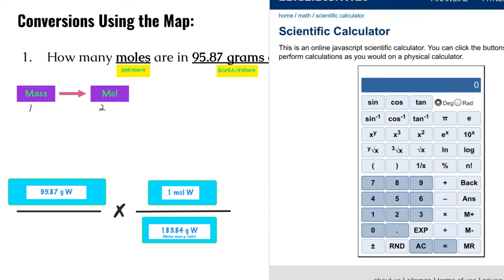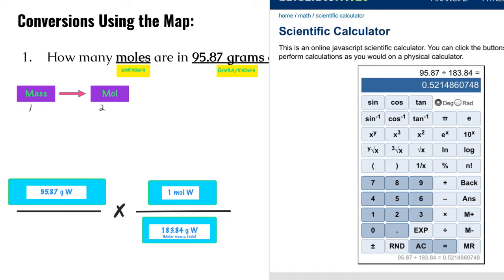Our math then becomes our 95.87 times our 1 mole, which again, anything times 1 is just itself, divided by 183.84 equals. Then we have our final answer here, which is a lot of decimal places, so that's why it's good practice to work on rounding to the second decimal.